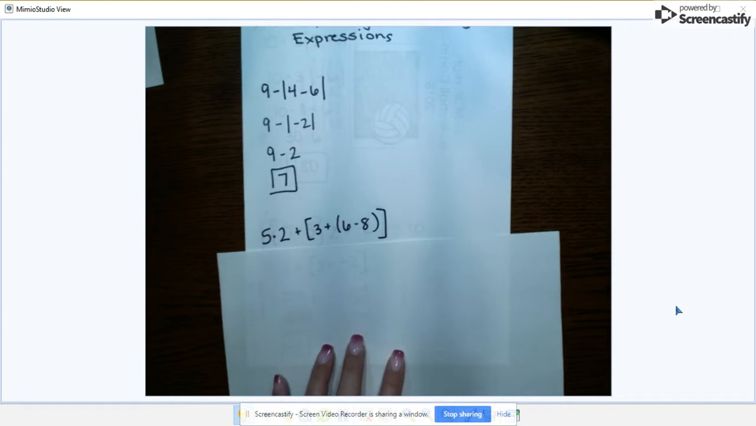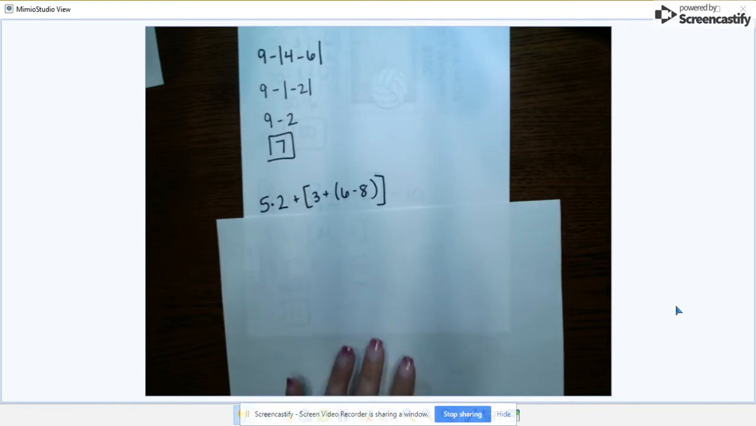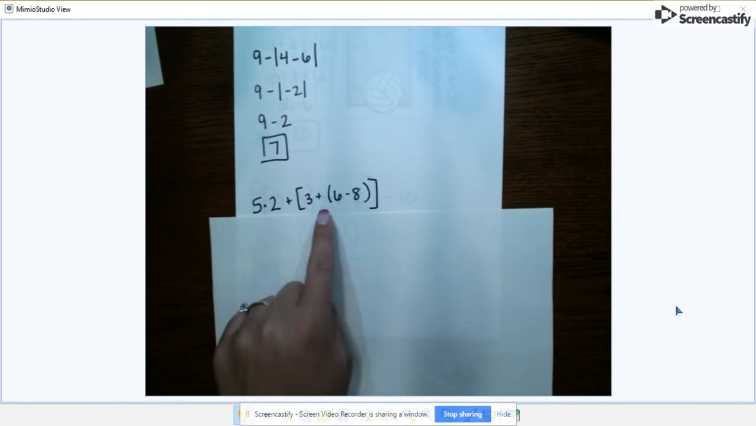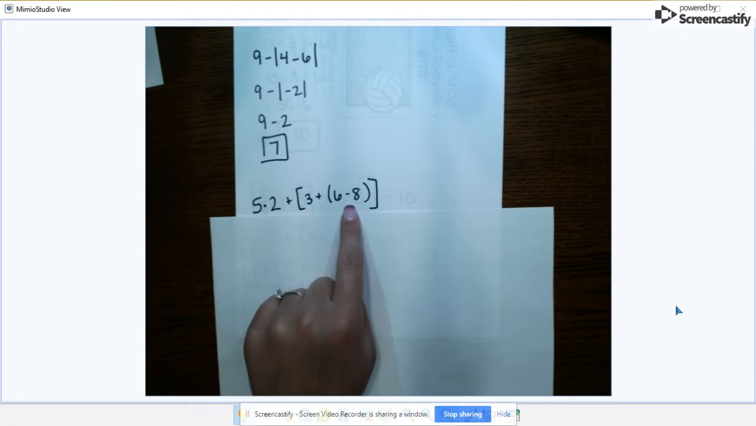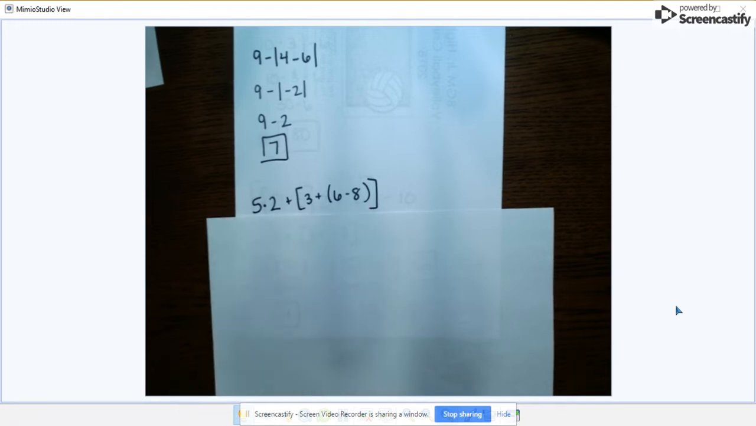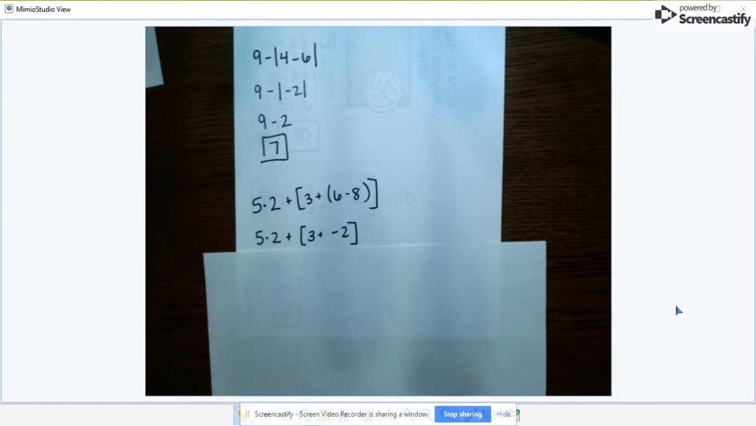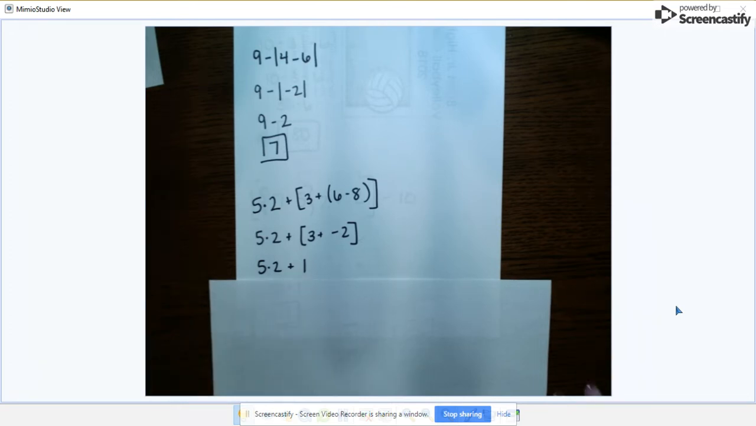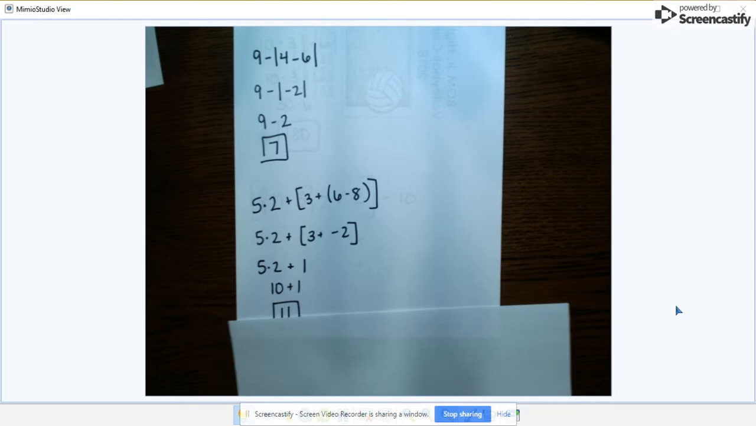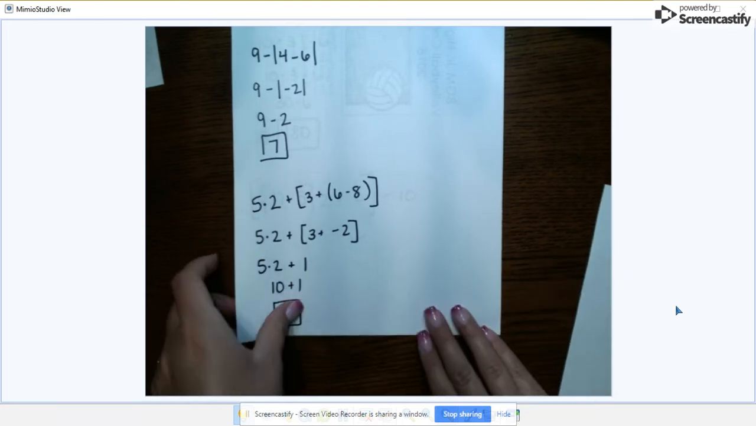Here's another example with a few more steps. So following order of operations again says we have to start inside our brackets and then further inside those parentheses. So the inside of our brackets becomes 3 plus -2. That is really just 3 minus 2, so we have 5 times 2 plus 1. And then order of operations says multiply before you add, so we have 10 plus 1, so we get 11.